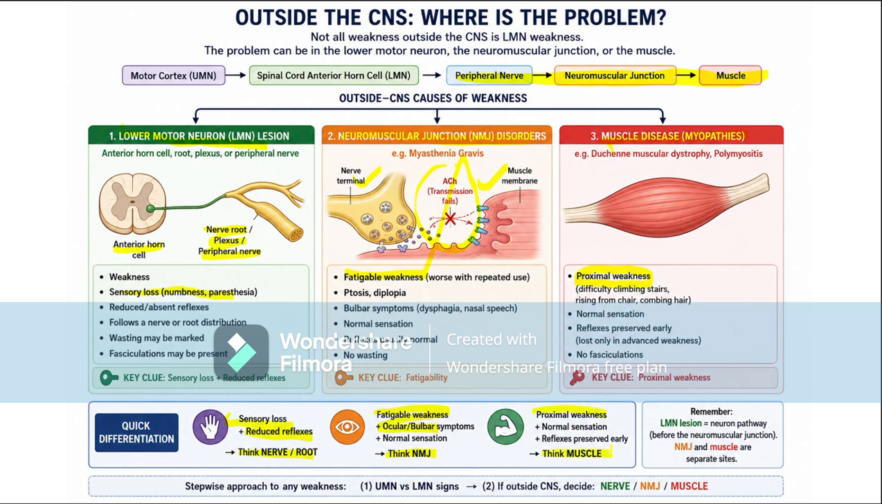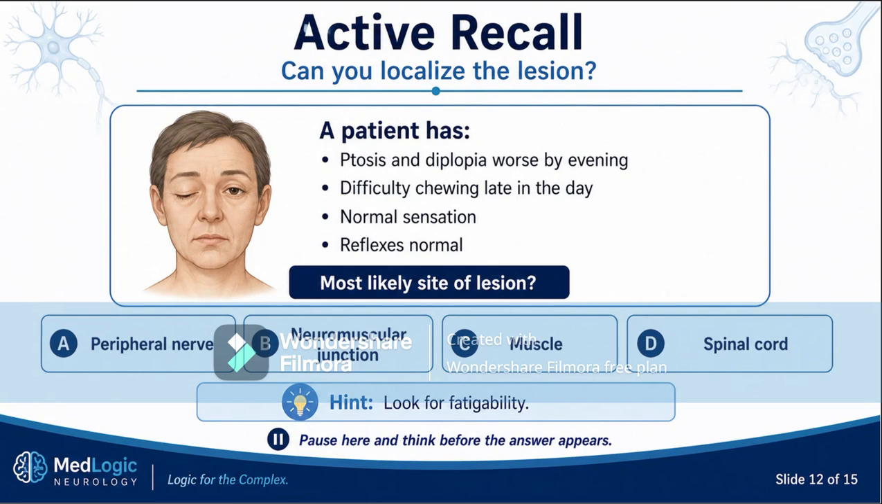Let's pause for one more active recall. A patient has ptosis and diplopia that are worse by evening, difficulty chewing late in the day, normal sensation, and normal reflexes. What is the most likely site of the problem? Peripheral nerve, neuromuscular junction, muscle, or spinal cord? Pause here and focus on the pattern.